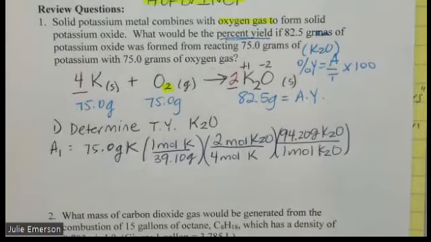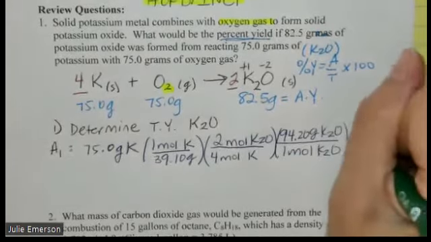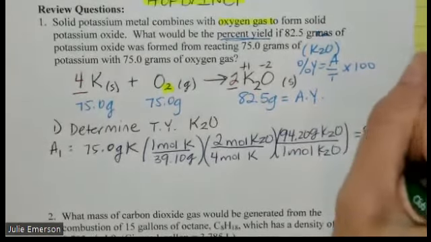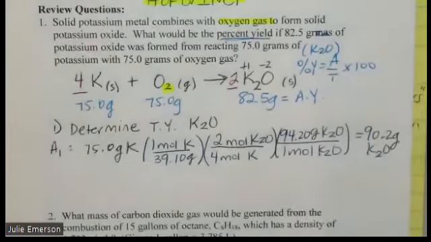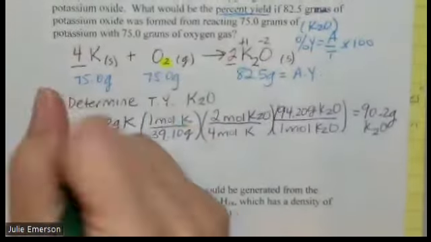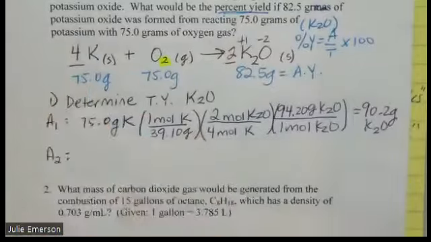All right, so if I first do this calculation, 75 divided by 39.1 times 2 divided by 4, and then times 94.20, I get 90.2 grams of K2O. But we know that may or may not be our answer. So now we start over with the A2.